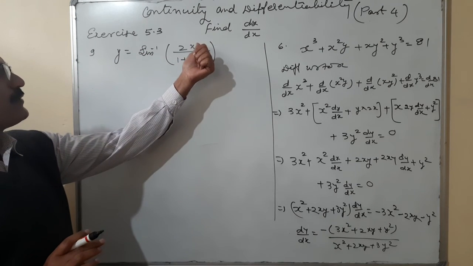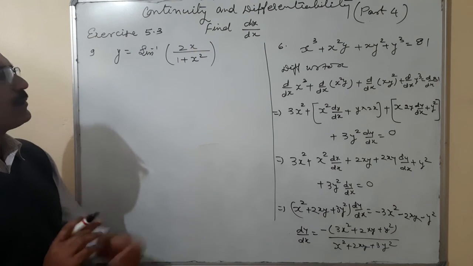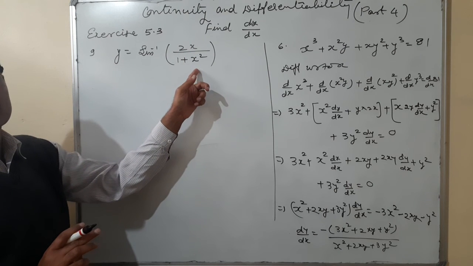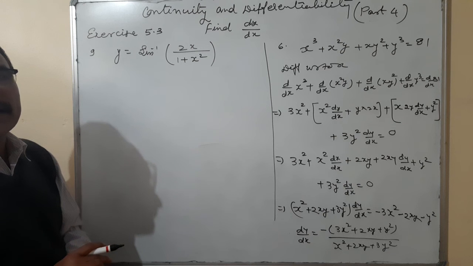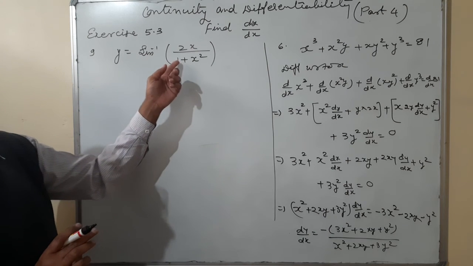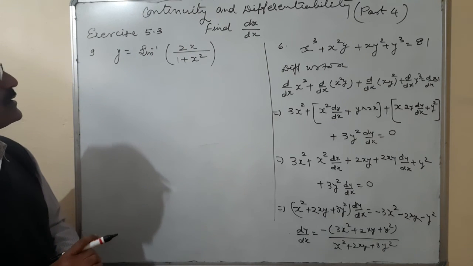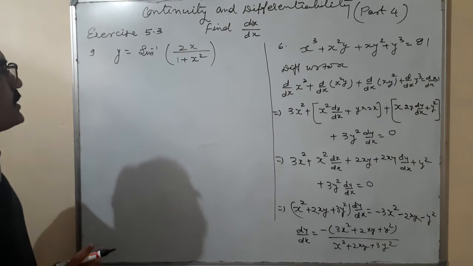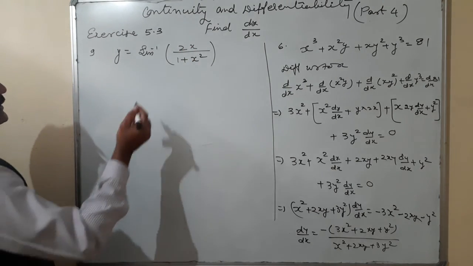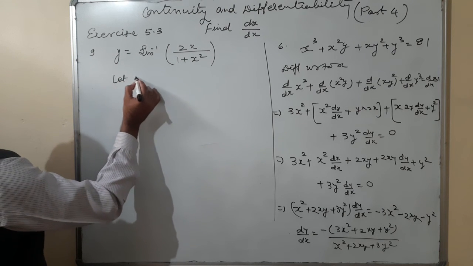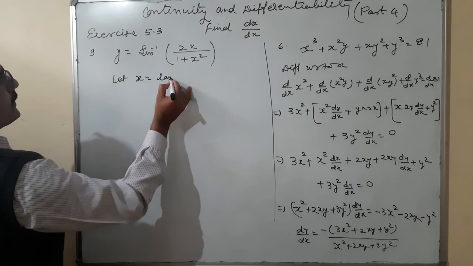In place of x, if I put x is equal to tan theta, then what happens? It is 2 tan theta upon 1 plus tan square theta. And 2 tan theta upon 1 plus tan square theta, what does it mean? Sine 2 theta. Sine inverse sine will be cancelled. We are getting this. Okay. So these are the questions in which we have to use the trigonometric terms, and using trigonometric formulae, consider let x is equal to tan theta.